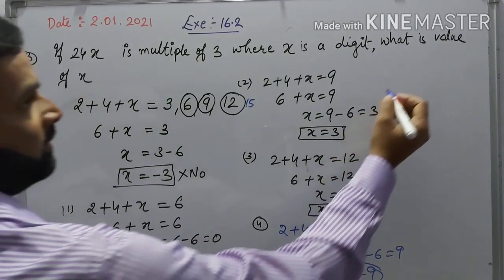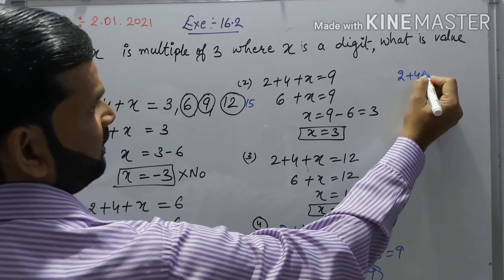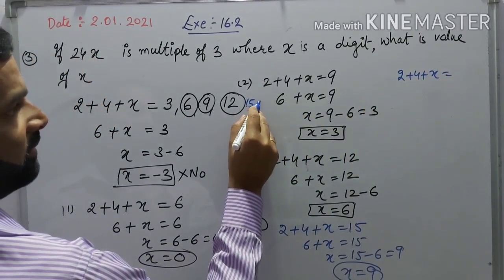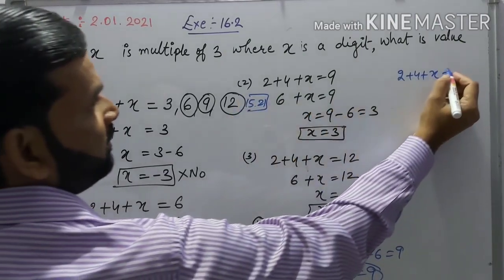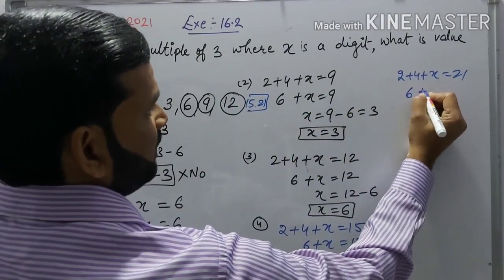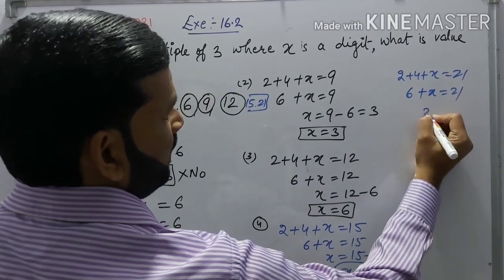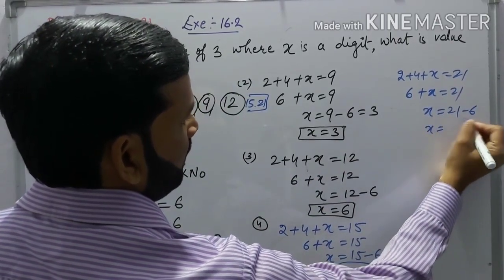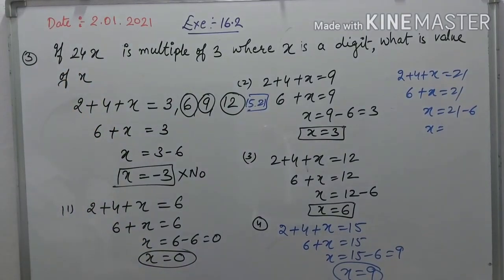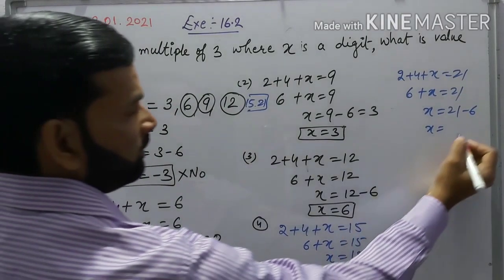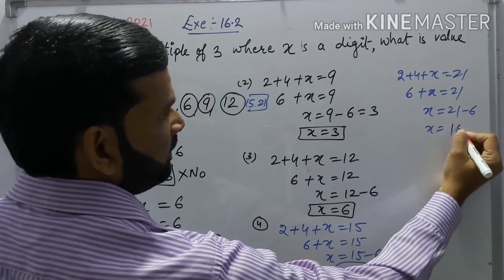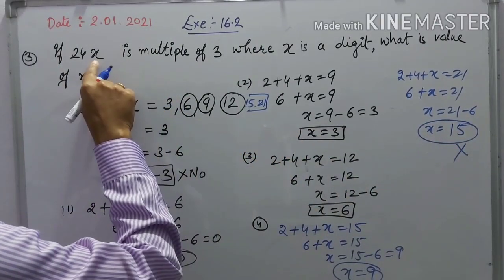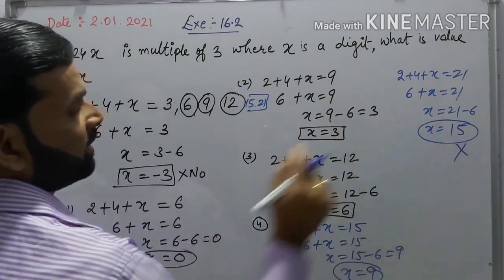Next, we find that 2 plus 4 plus x is equal to the next number after 15, which is 21. So 6 plus x is equal to 21, and x is equal to 21 minus 6, which is 15. But it is a 2-digit number. Here x is a 1-digit number, and 15 is a 2-digit number.